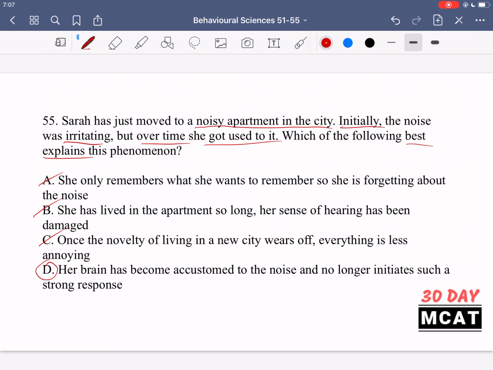And D answers that. Our brain has become accustomed to the noise and no longer initiates as strong a response. So it may not have disappeared. It's more so that you got used to it, but it's just a thing in everyday life now. It's not something new to you and you're like, why is the city so loud all the time? You're just used to it. There's nothing you can do. You ignore it. You go about your life. Your brain doesn't have a strong response to it. And this is a phenomenon which, once again, like I said, naturally occurs. It's not something that this person actively paid attention to and tried to make happen.